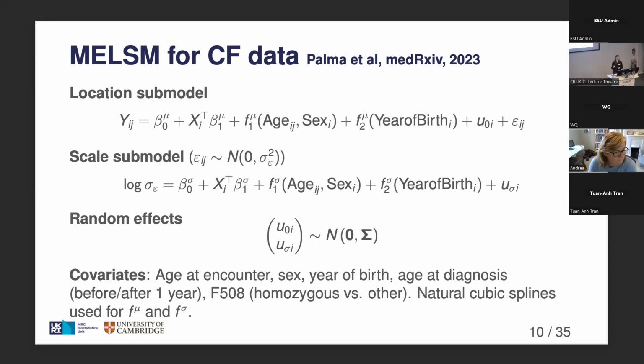And the scale submodel for the variability, I should say there is a small mistake here actually. The sigma should have an i index on it as well as the epsilon. So the log of the sigma i is now equal to, again, the same baseline covariates and also nonlinear dependence on age and year of birth, and a random term here. And those random effects are assumed normally distributed as before. All the baseline covariates are listed here, and natural cubic splines were used to model those nonlinear dependencies.